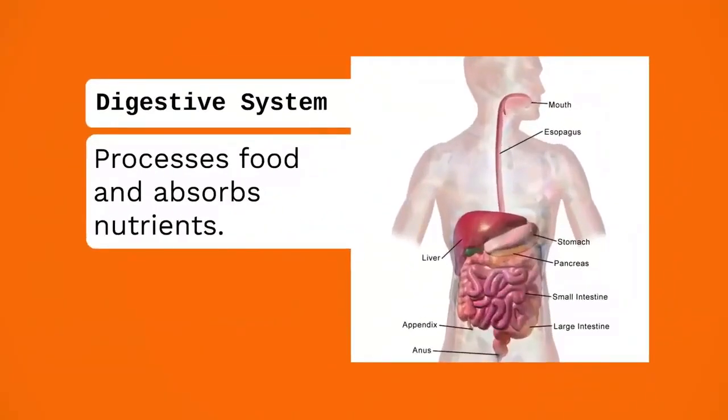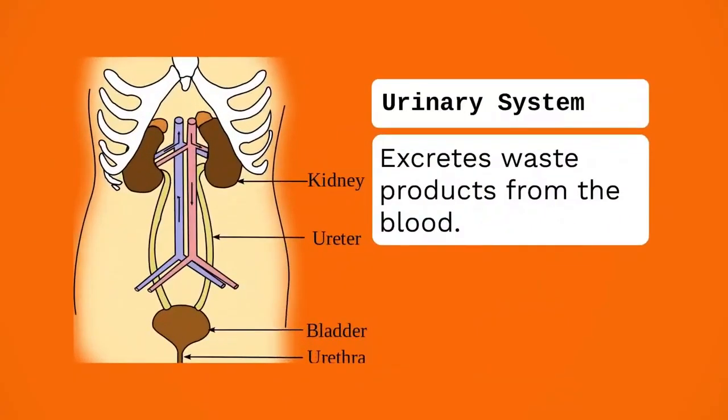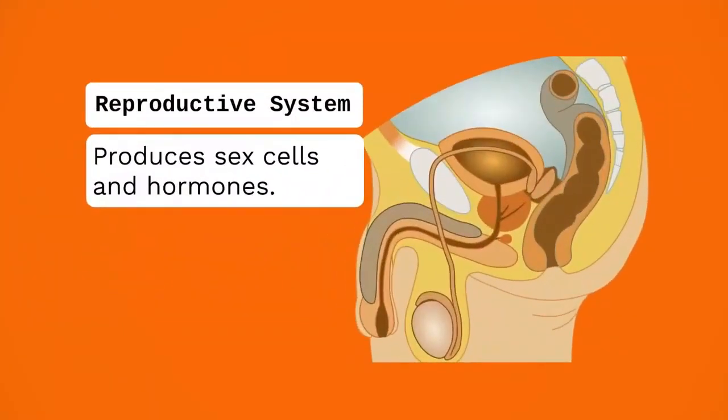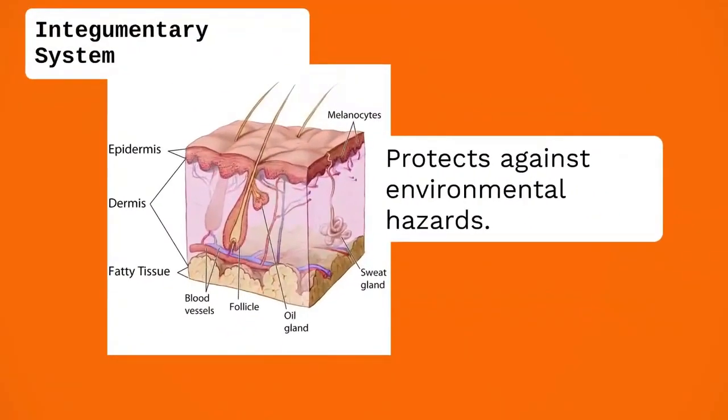Then our digestive system. This processes food and absorbs nutrients. Then our urinary system. This helps to excrete waste products from our blood with our kidney and our bladder. Our reproductive system produces sex cells and hormones. Our integumentary system protects against environmental hazards.